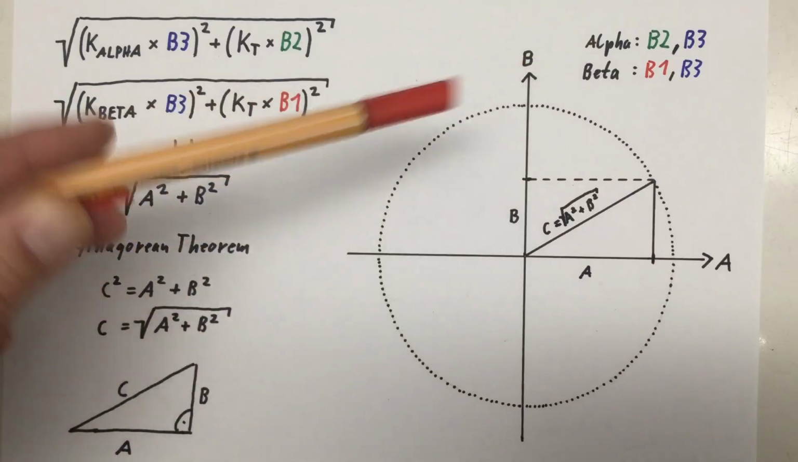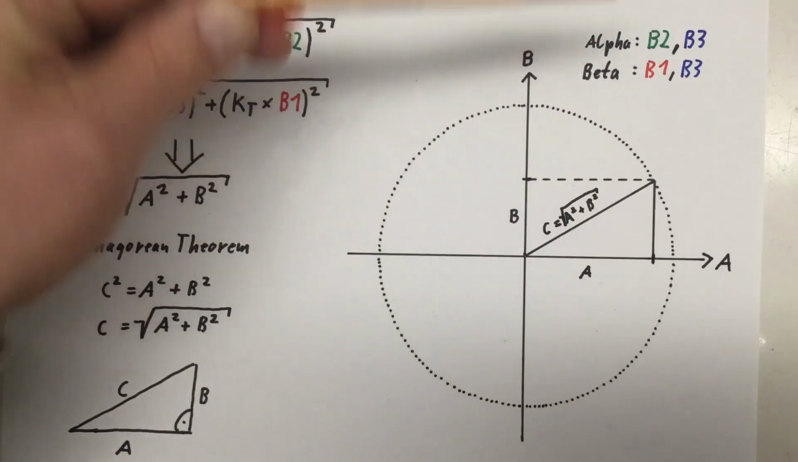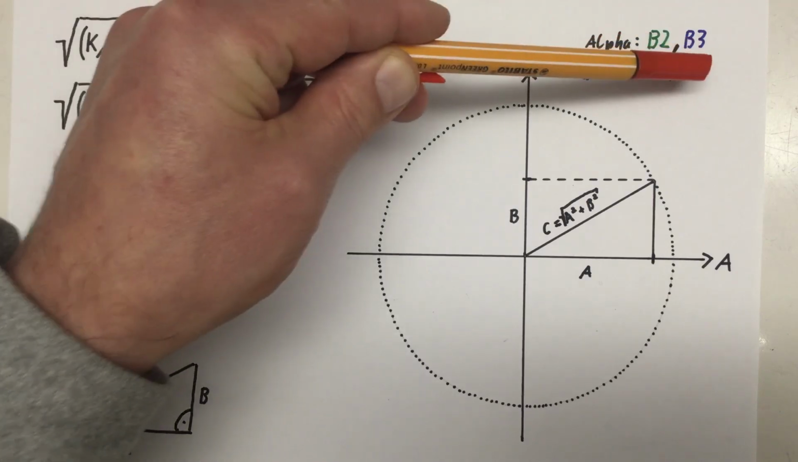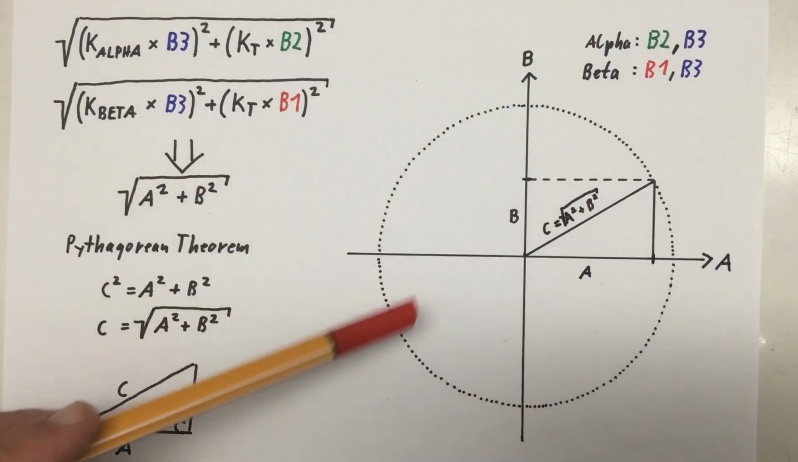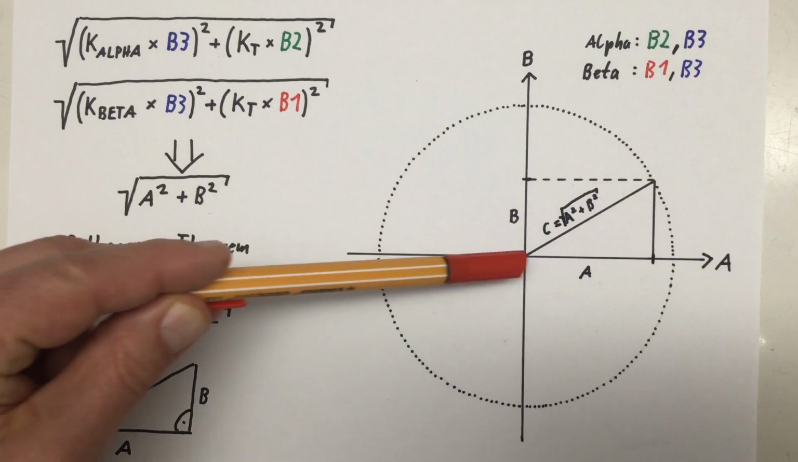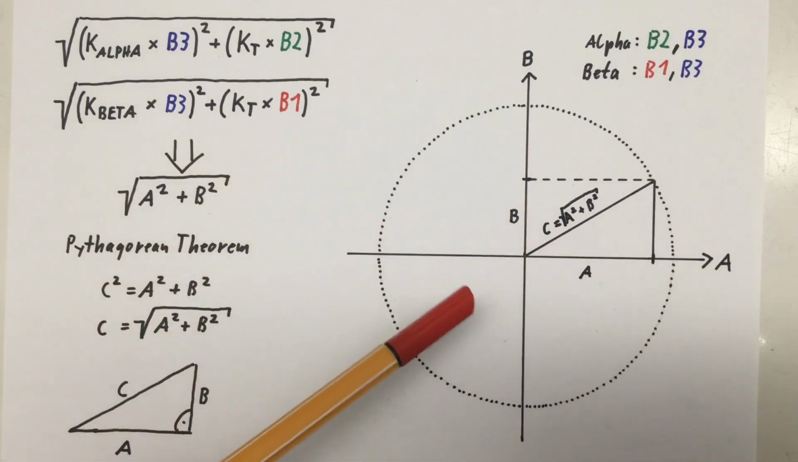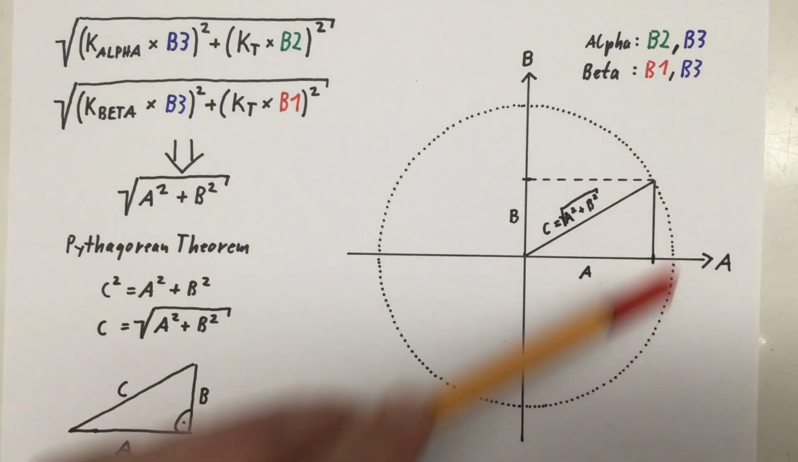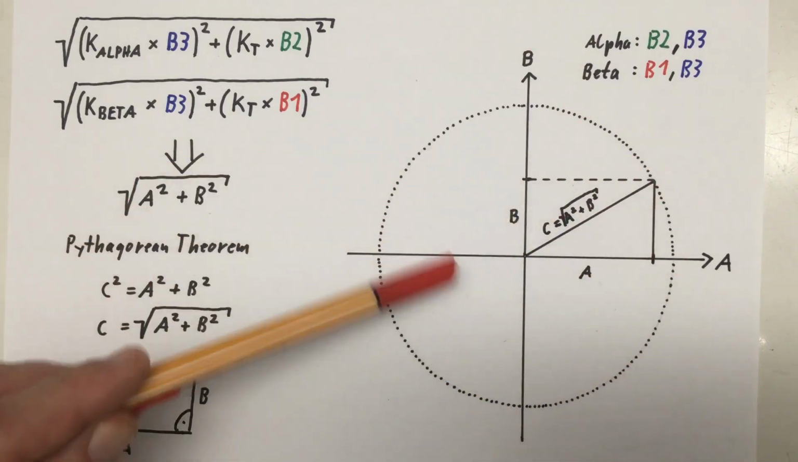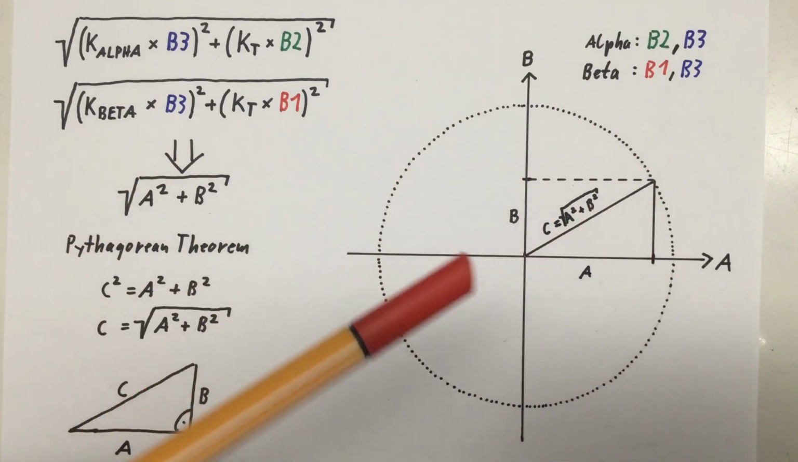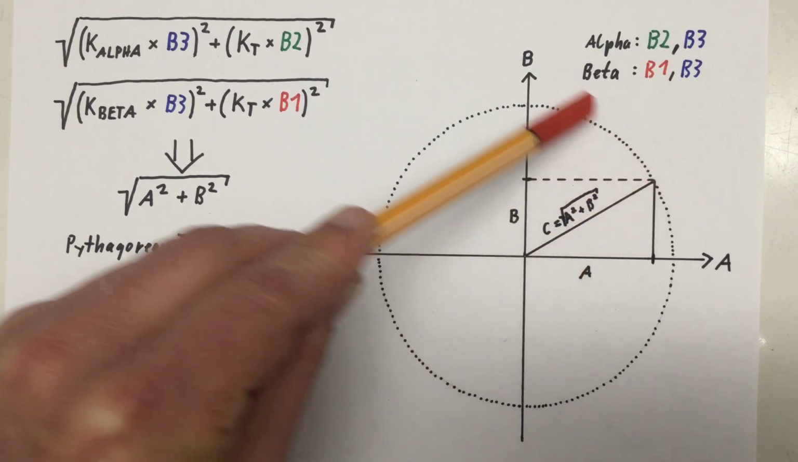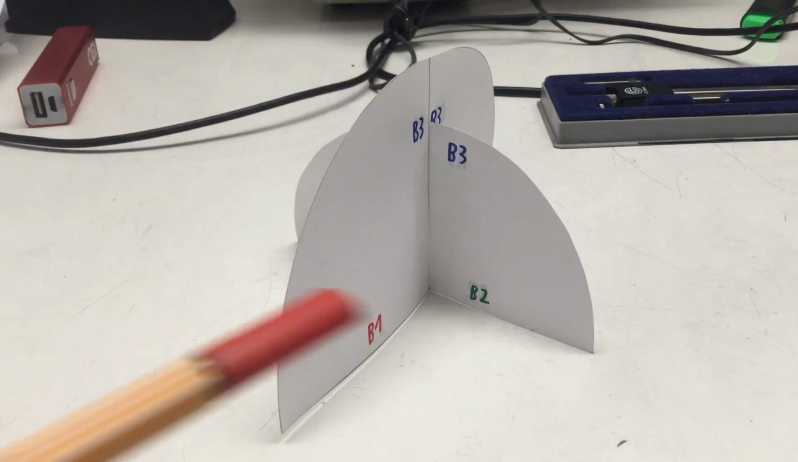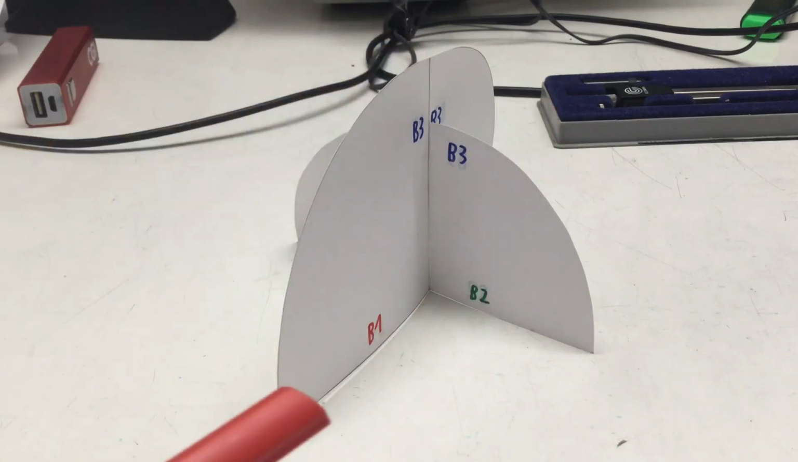A and B being for the alpha angle, of course, B2 and B3, and for the beta angle, B1 and B3. Please note that there's an infinite combination of A and B values that give us a circle with a certain radius. So we really lose all information about B and A, and we are just left with a radius of a circle. In 3 dimensions, we get something like that.